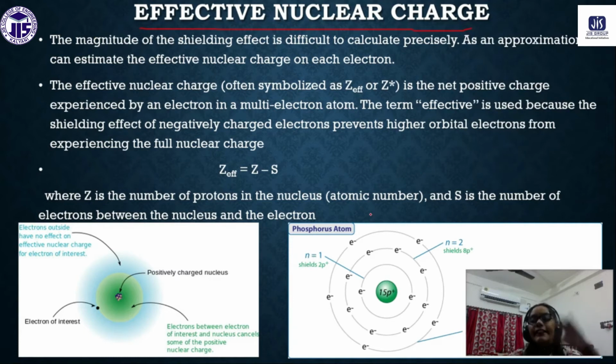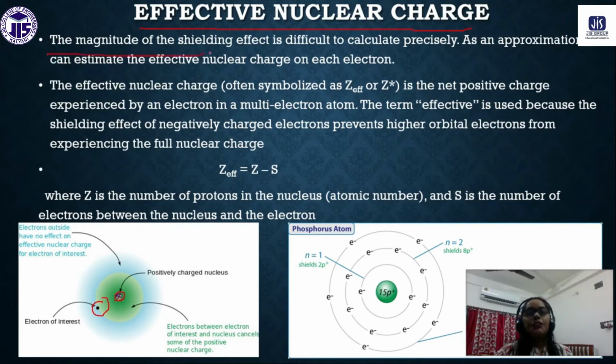So due to the shielding effect, the outer orbital electron, look at the picture, this electron, cannot be attracted by this positively charged nucleus so strongly. So it will experience an effective nuclear charge. Due to the shielding effect, it will experience a decrease in attraction force, which is called the effective nuclear charge.